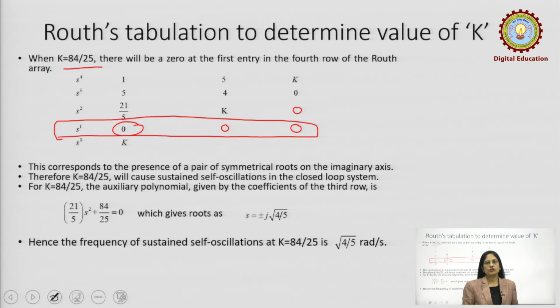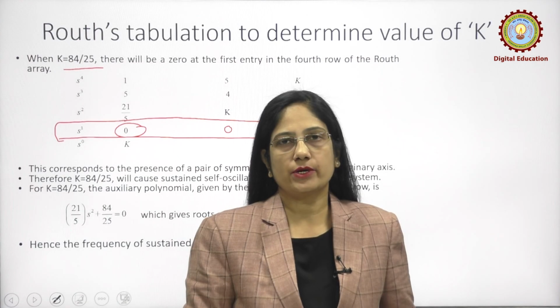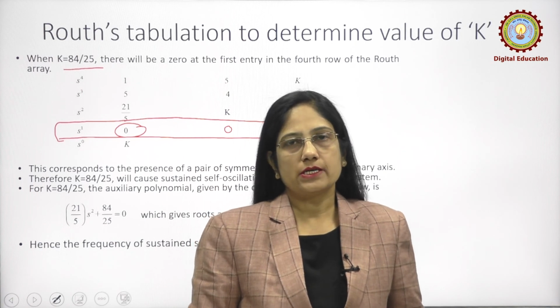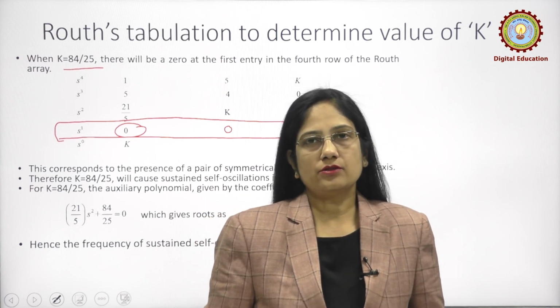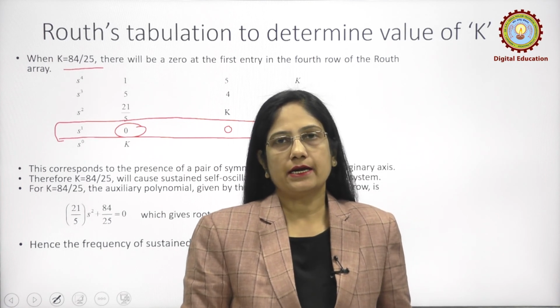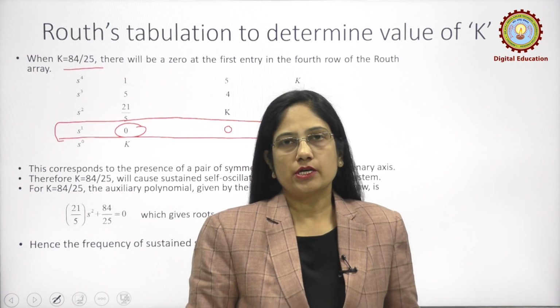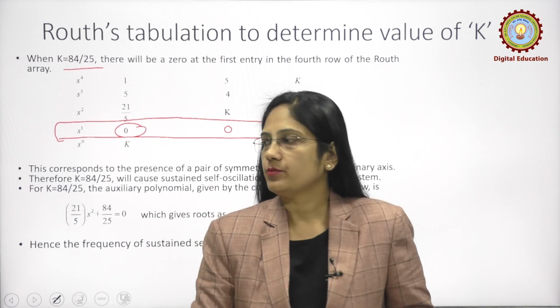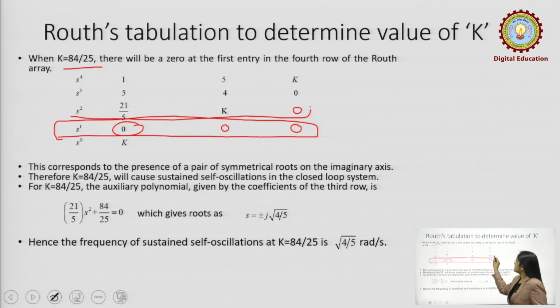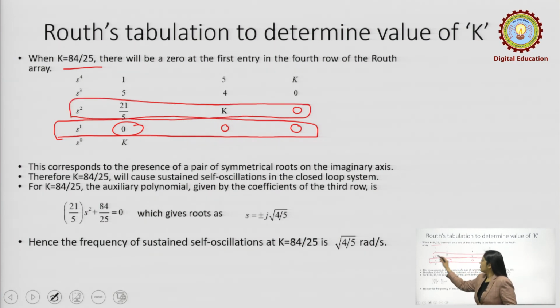There are roots on the j omega axis, and these roots can be determined by using the auxiliary equation, that is the auxiliary polynomial. The auxiliary polynomial is obtained from the row which precedes the row containing entirely zeros. So, here the auxiliary polynomial can be formed from the row preceding the s raised to 1 row.